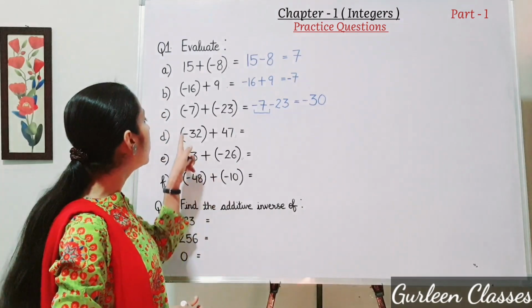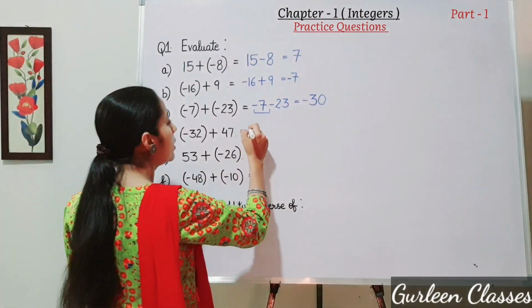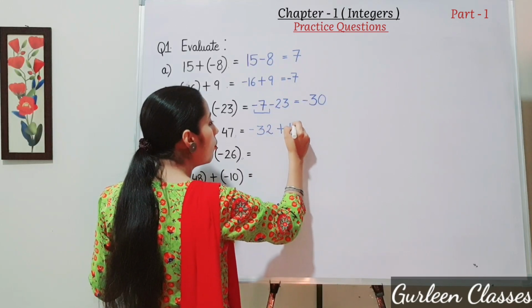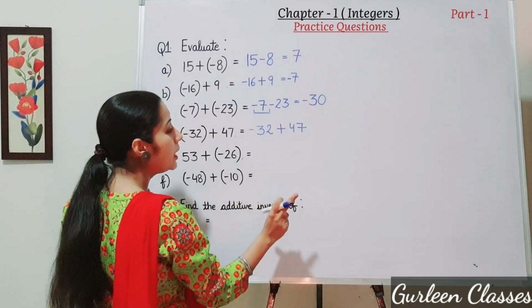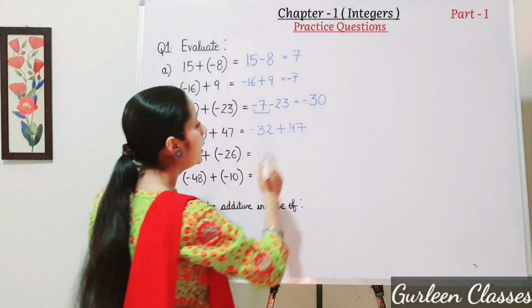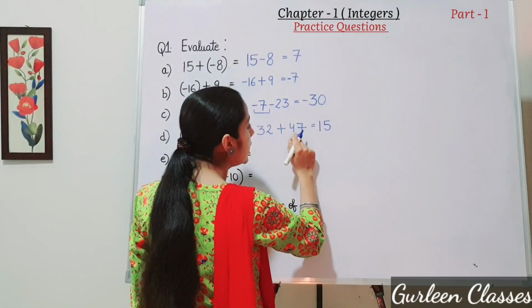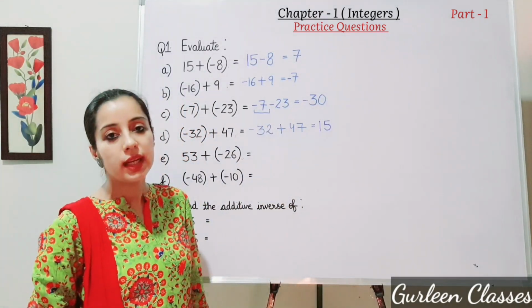D) minus 32 plus 47. Now open the bracket. It is minus 32 plus 47. Minus plus minus. 47 minus 32, 15. So right here, 15. As the greater number is 47 and the sign is positive, so it will be plus 15.